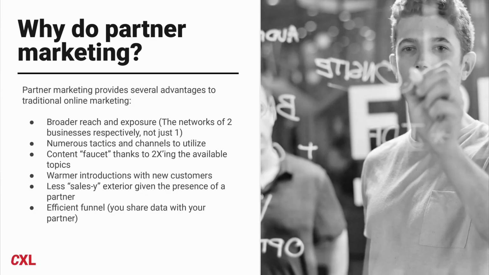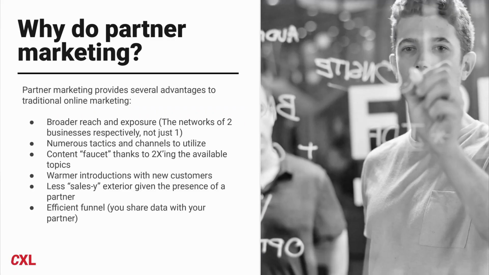Number five, less salesy exterior. A golden rule of marketing is never be too overt with selling your product or service. Always talk about the benefits, talk about the value, provide value on the front end. And in partner marketing, this is no different. Because you're working with a partner, you can't necessarily come off as super salesy or super pushy, because you're not just marketing your product or service. You're marketing your partner's product or service. You're marketing both of your product or service. Or you're not even marketing your product or service, but you're talking about some shared topic or some shared change going on in the market that's beneficial to both you and the customer.